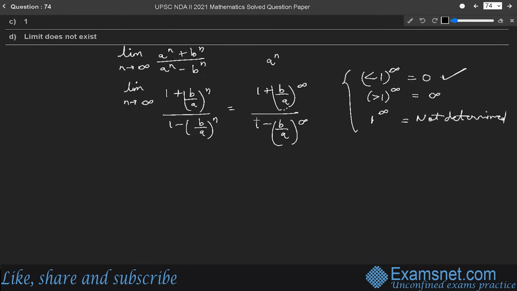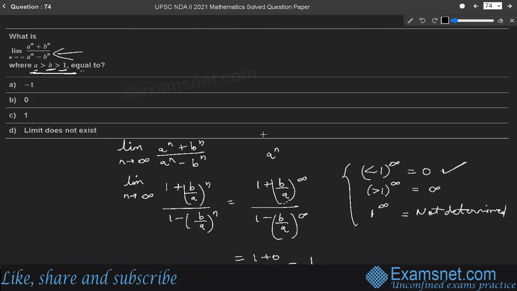So it will be 1 plus 0 upon 1 minus 0, which will be 1. So the answer here is 1. Therefore we can say that option number C is correct for this question.